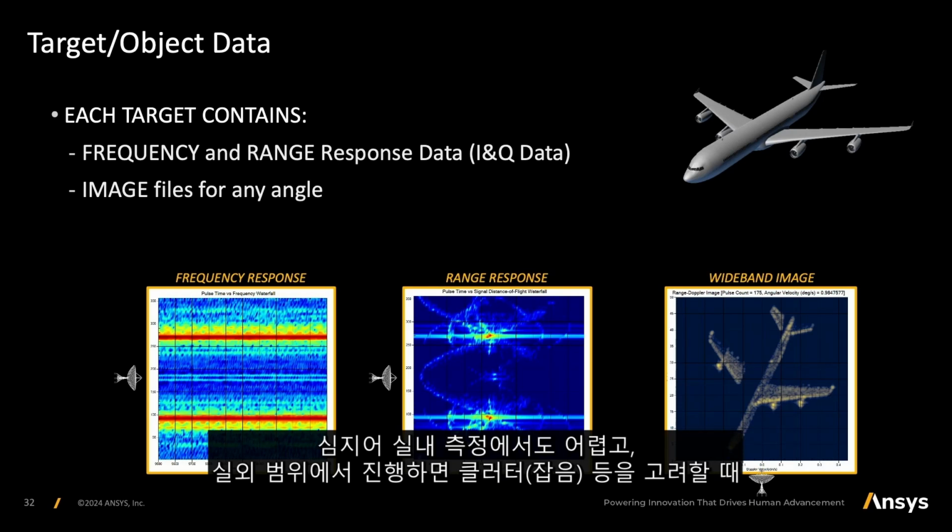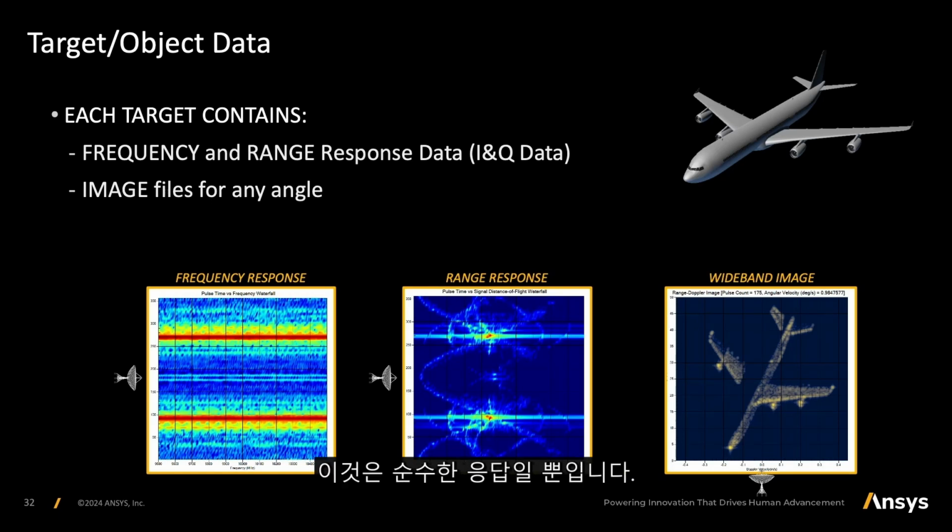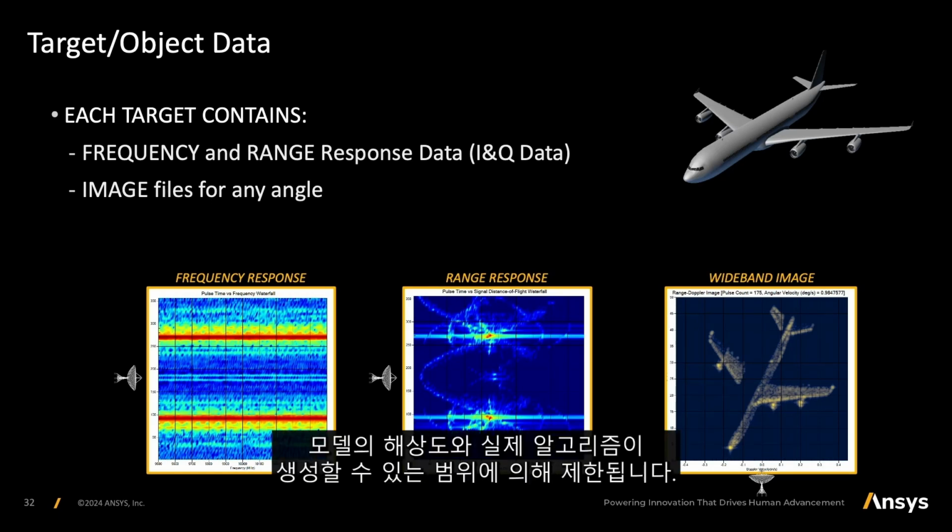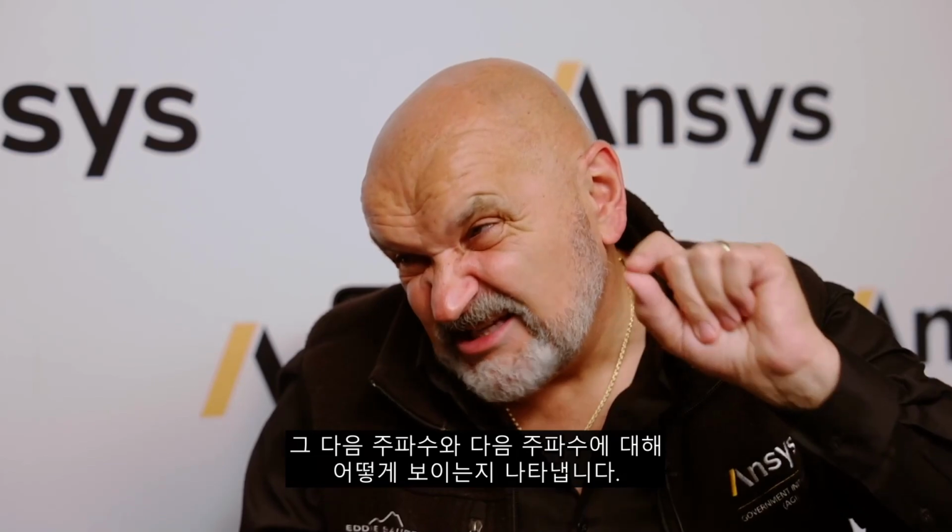Even for real measurements, it's very, very difficult to go in outdoor ranges and worry about clutter. This is going to be just a pure response, and it's limited by the resolution of the model and also what the actual algorithm can generate. Okay, a shooting mounting arrays has limitations also, okay? But for high frequency solutions, electrically large scenarios, short wavelength with large, we generate some very, very nice data. We generate it fast. The frequency response data is basically saying, what does my model look like at this viewing geometry for this one frequency, and then the next frequency, and then the next frequency?